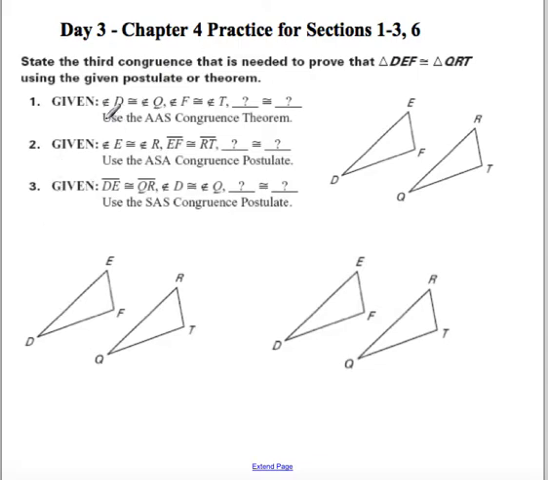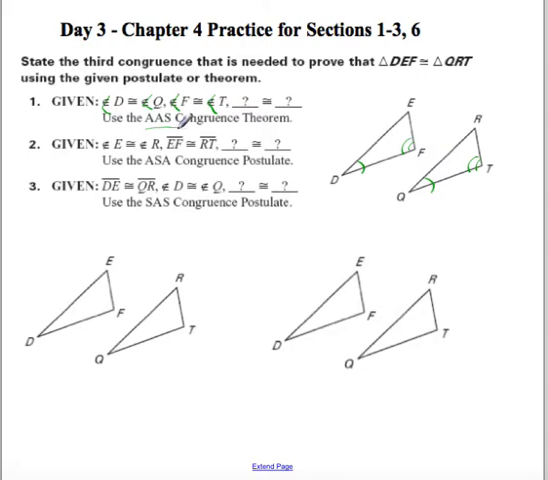On the first one, and these weird symbols are supposed to be angle symbols. Sometimes our software makes them look like that. It's kind of a weird thing beside there. But it says that angle D is congruent to angle Q, and angle F is congruent to angle T. And on the bottom here, they're telling us which one to use.